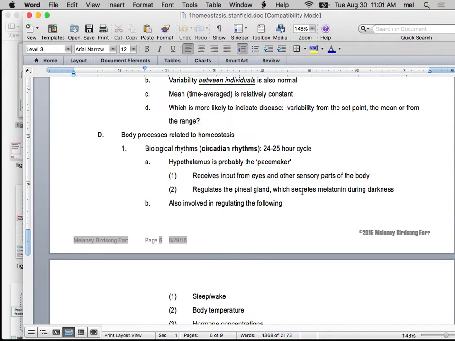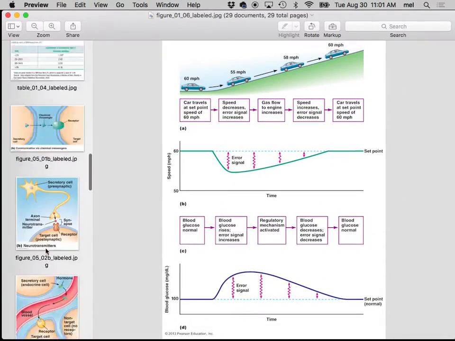Okay, so the hypothalamus is probably the pacemaker. One of the things that it does that's really important is tell you when to go to bed, which is kind of your reset. So the hypothalamus tells the pineal gland when to release melatonin. But then a whole bunch of other things are on a 24, 25-hour cycle: a bunch of your hormones like insulin and glucagon and cortisol. Your activity and metabolism patterns vary over a 25-hour cycle.